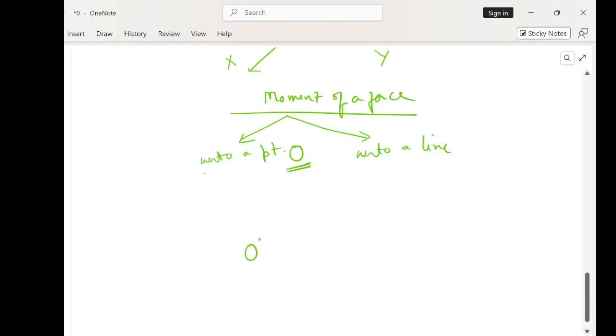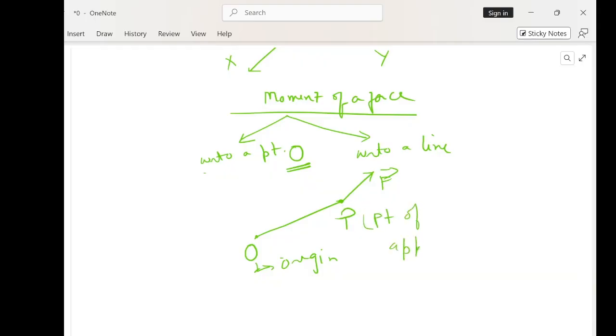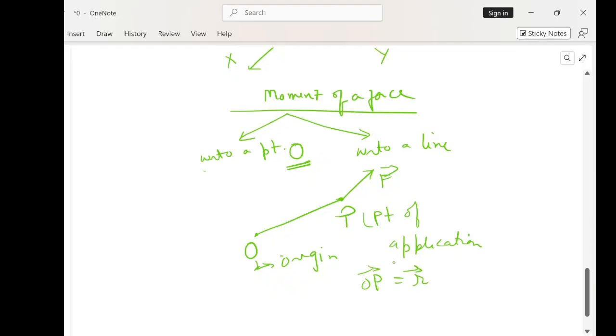Suppose this is my O, and I consider P as the point of application of the force F. The point with respect to which we are trying to find the moment, we consider a fixed point, so we consider it as the origin. So the point P is the point of application of F. As you may see, our force vector F is acting at this point. So OP becomes your position vector, that means R.